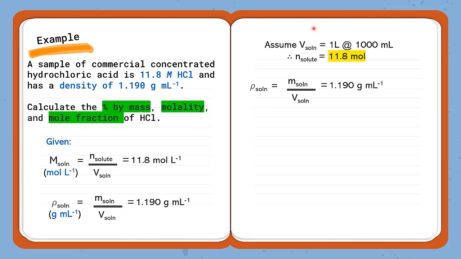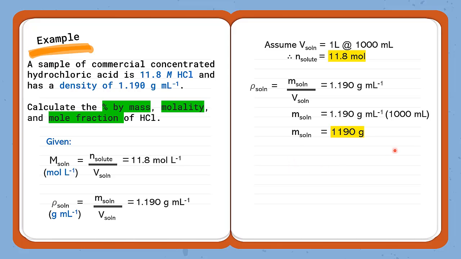Because you have exactly the same assumptions. This is what it meant by one assumption, but they can use more than one time. Okay, so you are going to substitute this volume, solution 1000, not 1 liter, due to the unit used here. Then you're going to get the mass of solution, 1190 gram. Okay, so you have mole of solute and mass of solution.